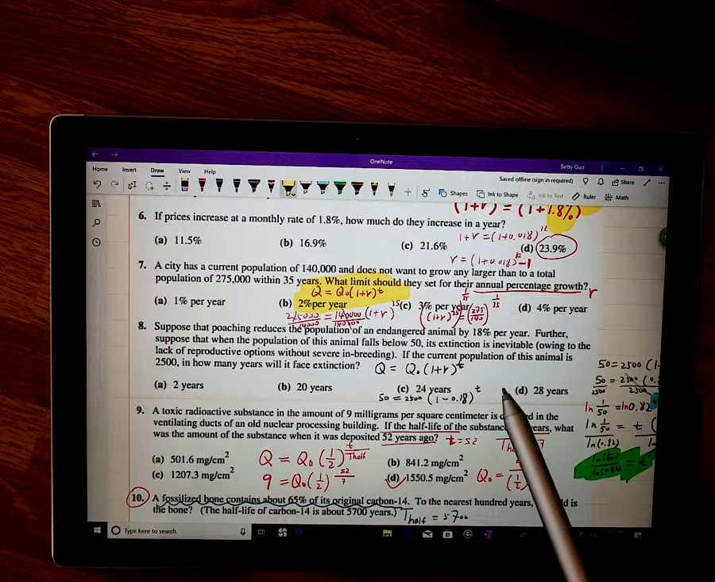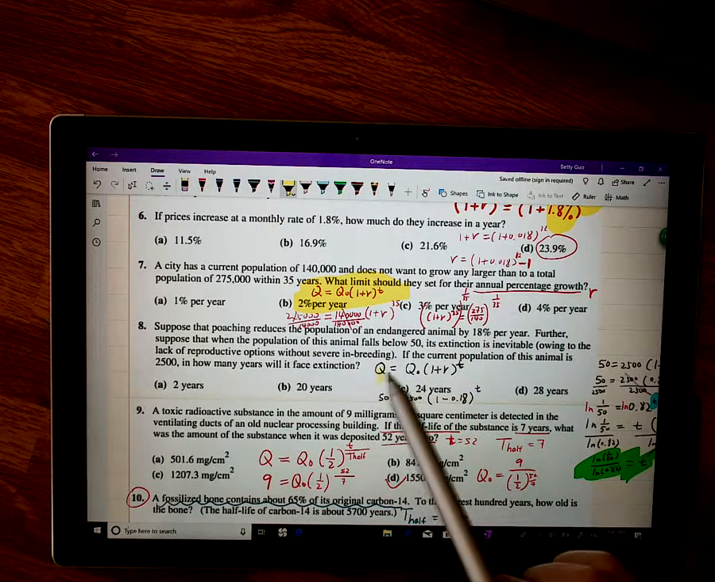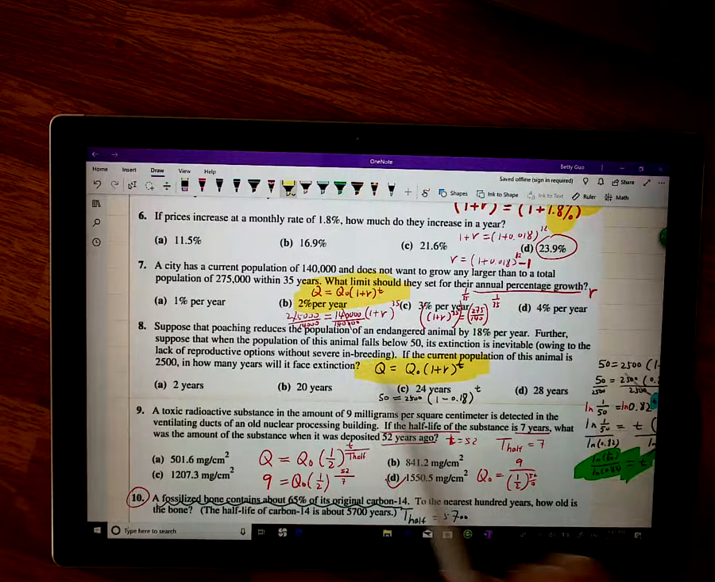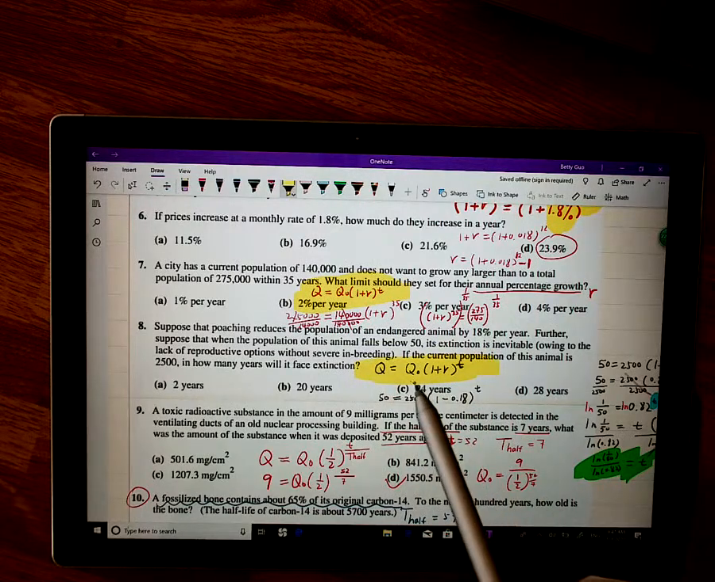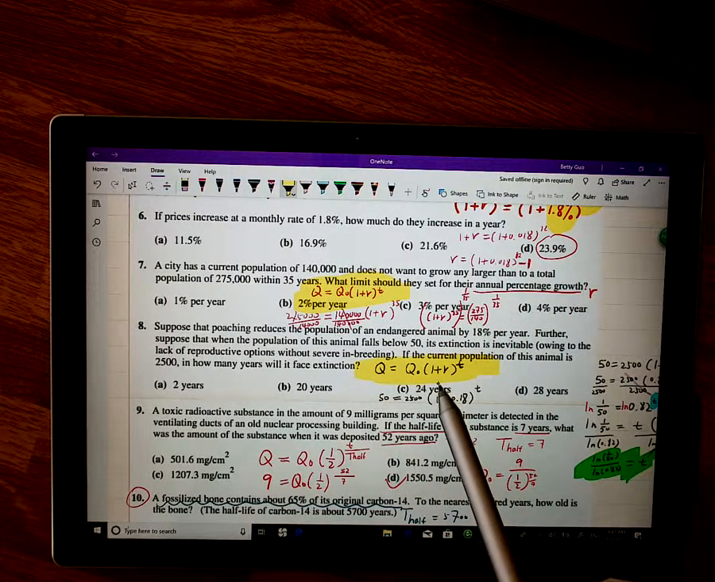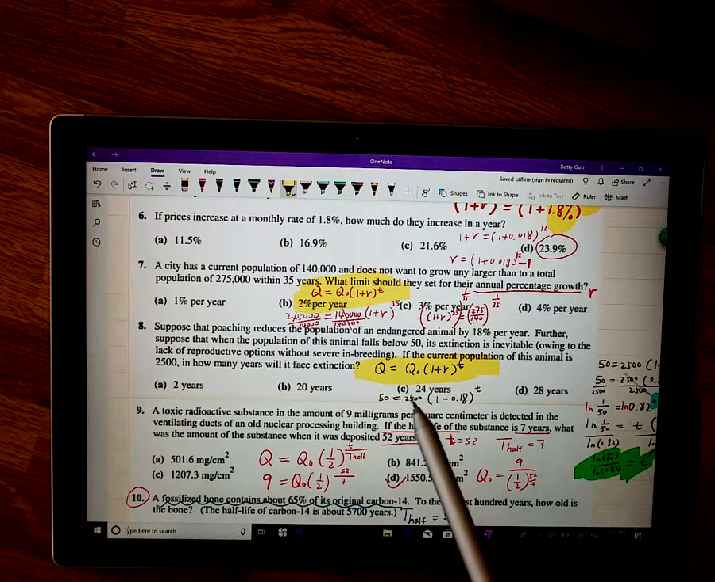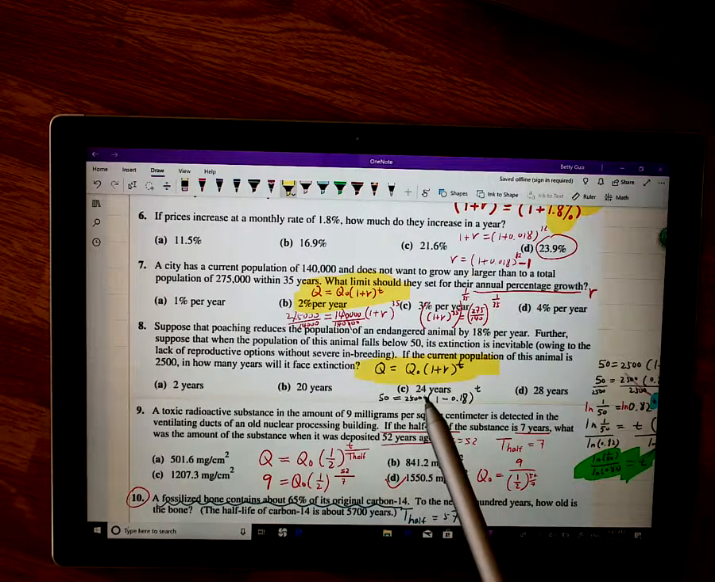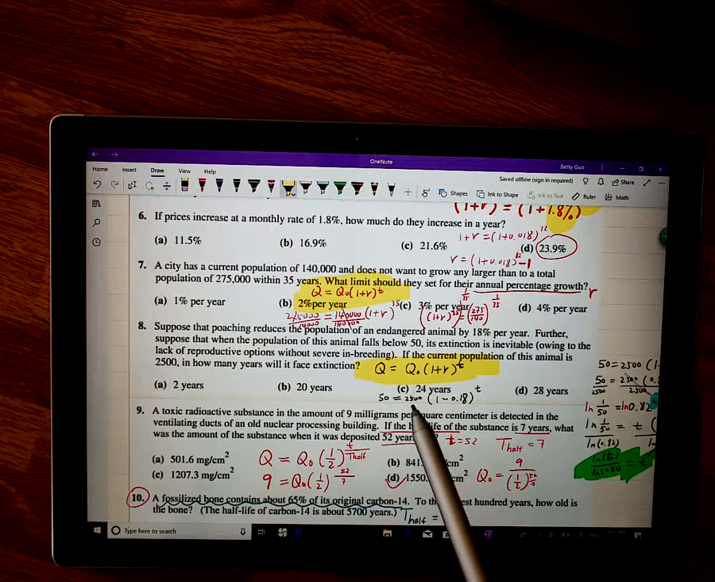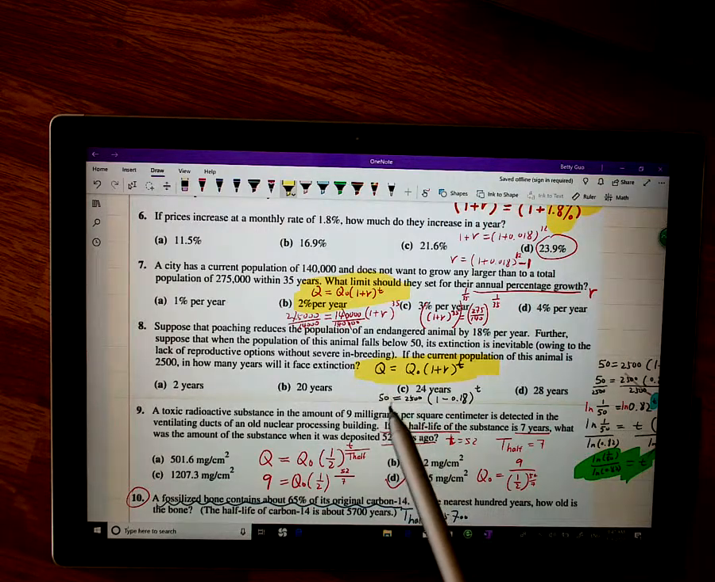As I said, this is an exponential decay problem, so you should have this formula ready. Let's see what we have for the variables in the equation. Initially, we have 2,500. That's the number of animals in the beginning, right? So Q sub 0 equals 2,500. And we want to know how long it's going to take the animals to be extinct. When that happens, the number of animals would reduce to 50. So the value for Q would be 50.